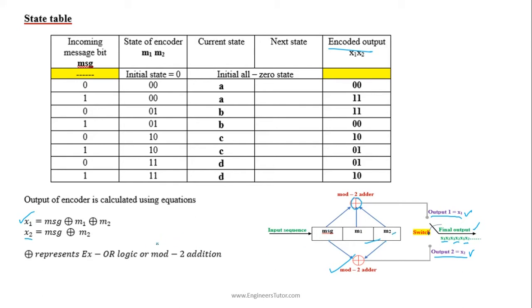From these equations we can find the output of the encoder. So MSG plus M1 plus M2: this is MSG and this is M1, M2. 0 plus 0 plus 0 will be 0, and also for the second output, MSG plus M2, 0 plus 0 will be 0. So x1 is 0 and x2 is 0.